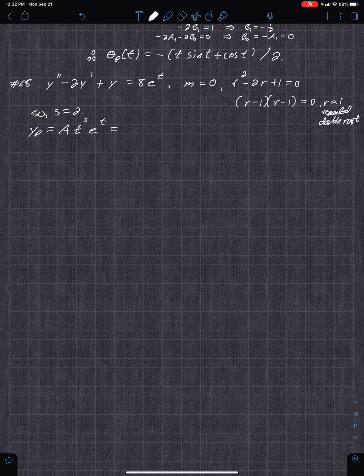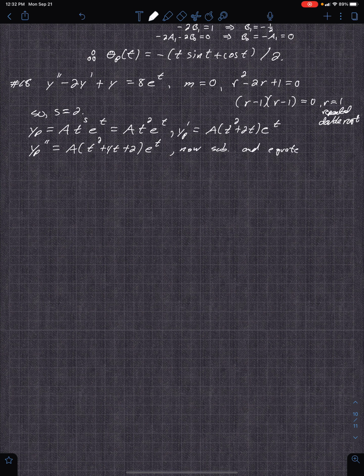So s is 2. So it's a t squared e to the t. Then do its derivative, do the prime, and you get a t squared plus 2t e to the t using the chain rule, and then refactor. y particular double prime is a t squared plus 4t plus 2 e to the t. Again, chain rule, factor, etc. Now substitute to solve and equate coefficients. Substitute and equate coefficients. That's the concept that you've seen before, one way or another.